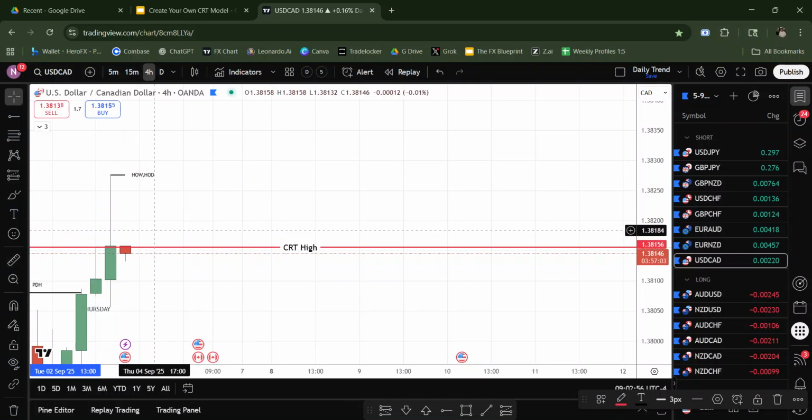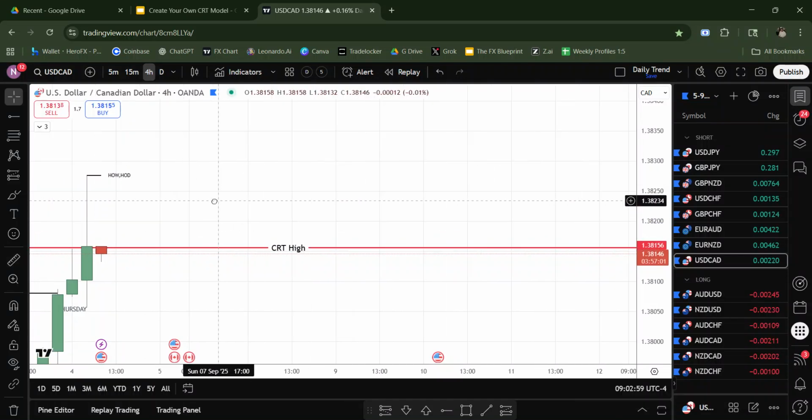The US did have news, and it does have news coming up at 10. So, I mean, that is an option. So if you see equal highs and it closes right at the range high that you're looking at, that's an option as well.